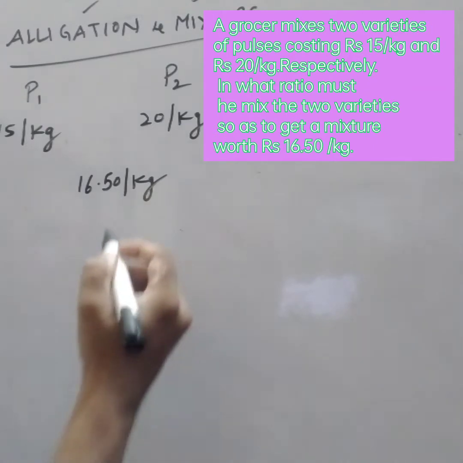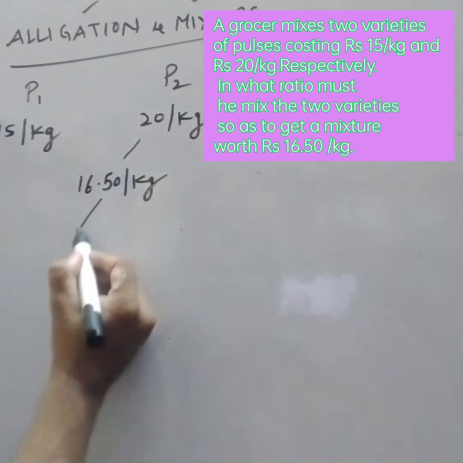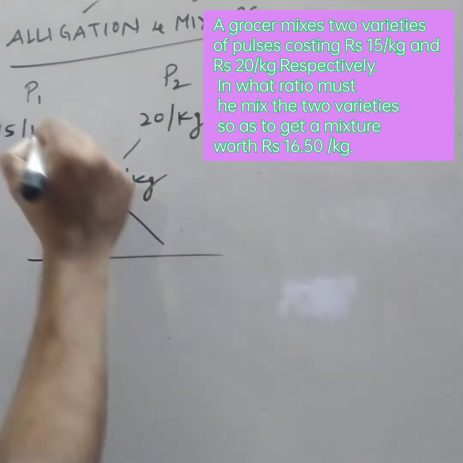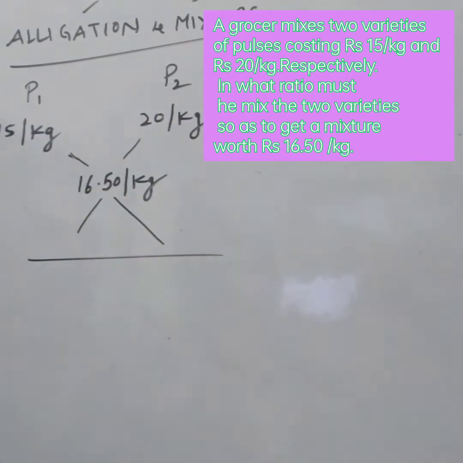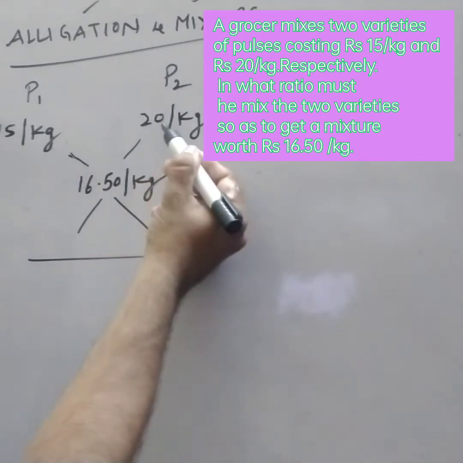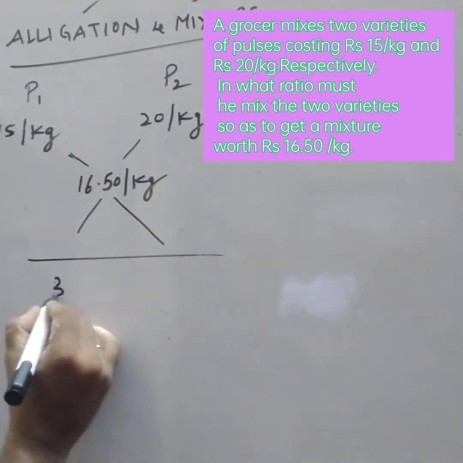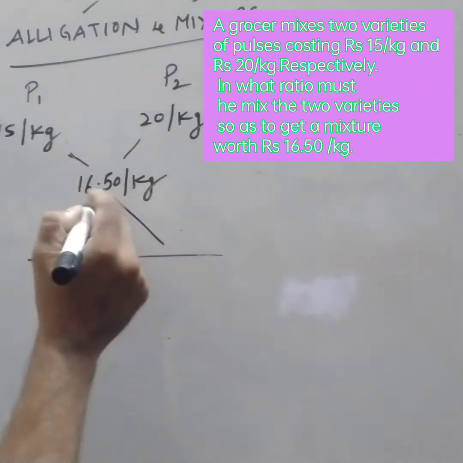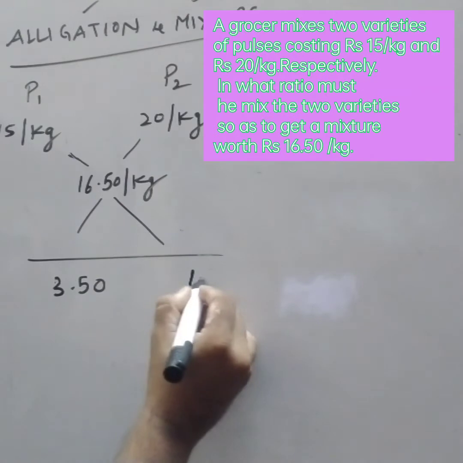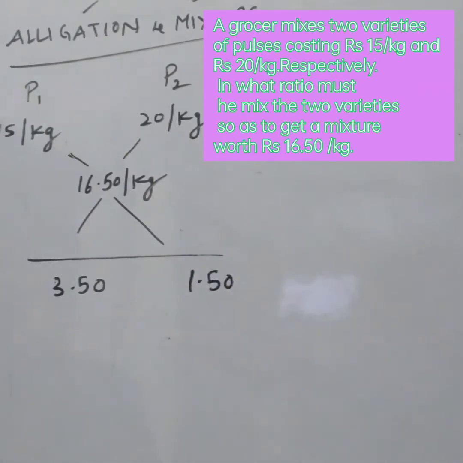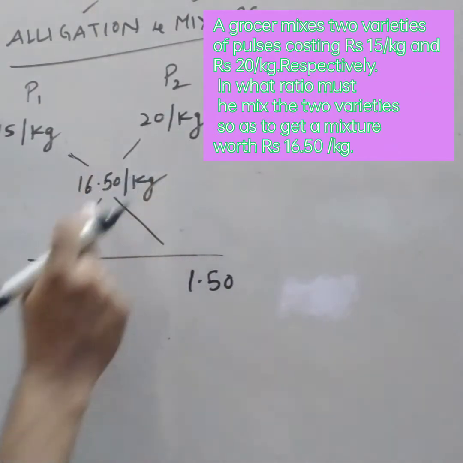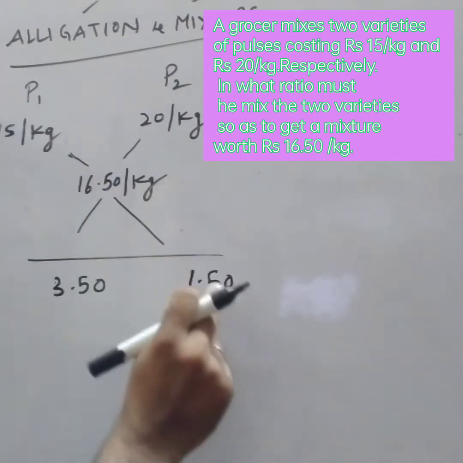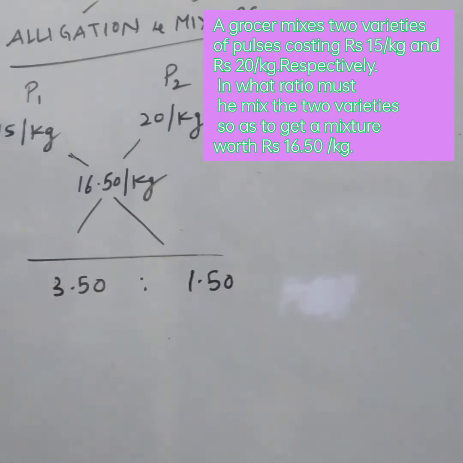Okay. Now this is the basic exercise. So what we are going to do? Take the difference. This is like a cross. That is like this: 20 minus 16.50 is 3.50. In the same way, 16.50 minus 15 is 1.50. So this is 20 minus 16.50 is 3.50, and 16.50 minus 15 is 1.50. So this is the ratio now.